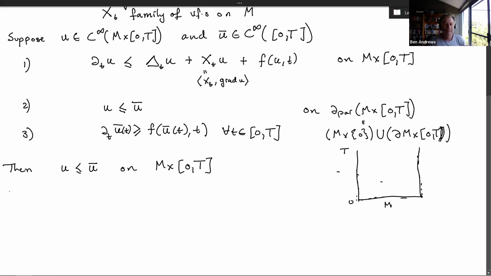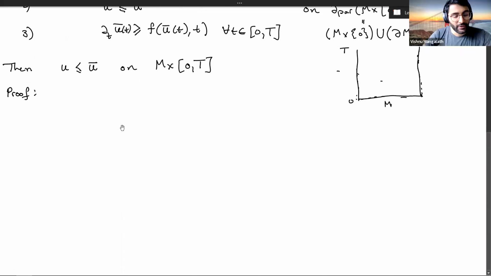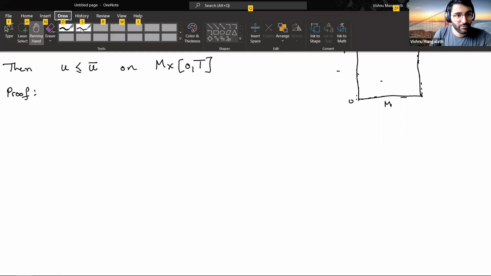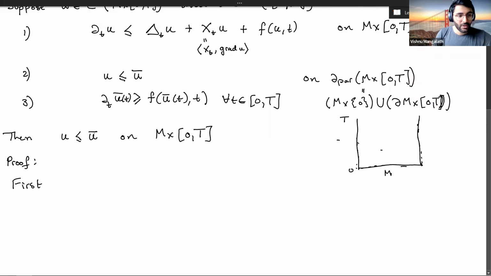Okay, so let me now prove this. First, I'll prove this by first assuming that the inequalities in 2 and 3 are strict. So simple case.